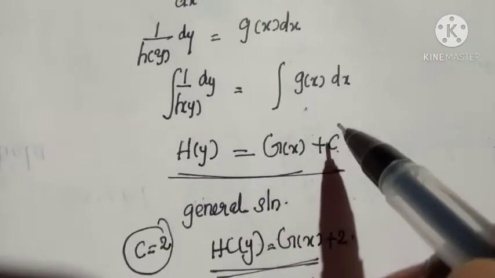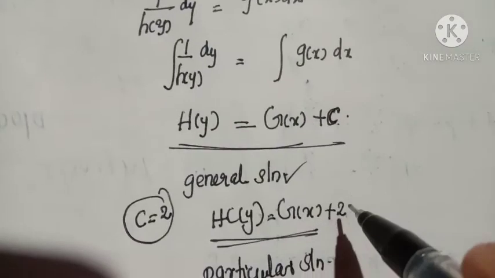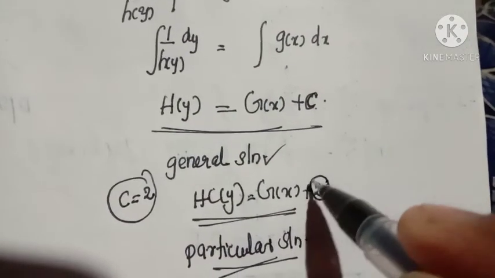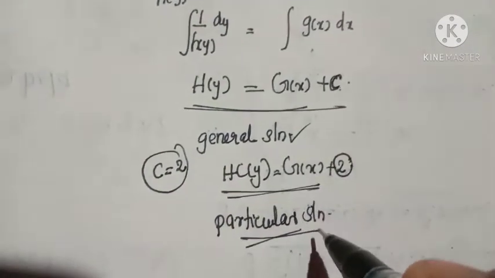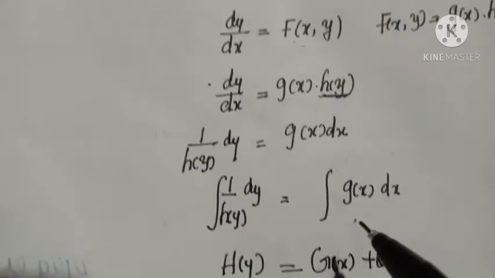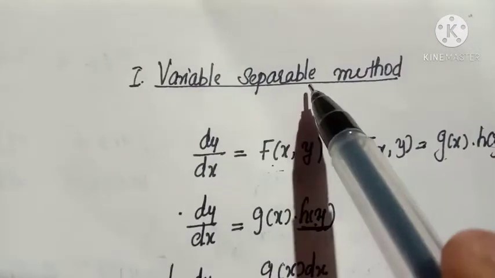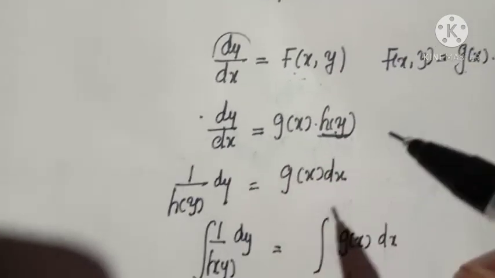If the solution is in the form of c, then it is the general solution. If we put any arbitrary value or special value or some constant value for this c, then the solution is known as a particular solution. So this is the method of variable separable in the case of first order first degree differential equation. Okay, let's see an example.